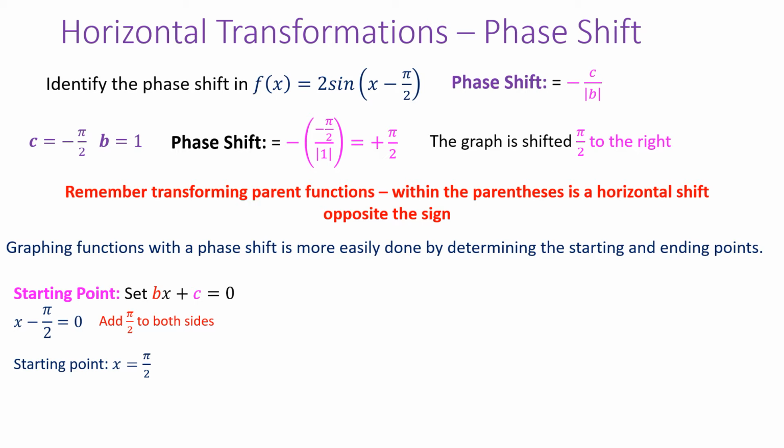That's our new starting point. That should make sense, right? Because that's pi over 2 radians to the right of 0. 0 was our old starting point. If we moved pi over 2 to the right, we should be at pi over 2. Let's find our new ending point.